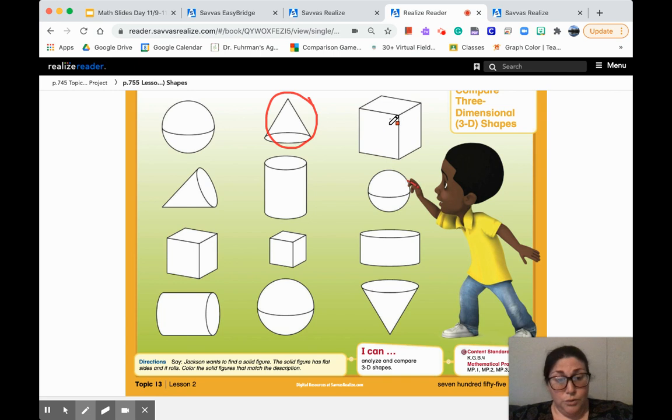This cube has flat sides, but it does not roll. We already know that the cone rolls. How about this cylinder? It has flat sides, but would it roll? Yes. If you turn it on its side, it would roll. Here's our sphere. This sphere would roll, but it does not have flat sides. Look at the rest of this page and see if you can spot anything else that would roll and has flat sides.